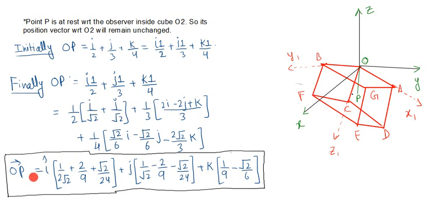So finally the vector OP comes out to be I cap into 1 by 2 root 2 plus 2 by 9 plus root 2 by 24, plus J cap. So the x coordinate is 1 by 2 root 2 plus 2 by 9 plus root 2 by 24. This can be further simplified. I can multiply and divide by root 2 here, and it will be root 2 by 4. So root 2 by 4 and root 2 by 24 I can combine. So I will get one rational term and one irrational term here. So the x component is this, the y component is 1 by root 2 minus 2 by 9 minus root 2 by 24. Similarly, the z component is 1 by 9 minus root 2 by 6.